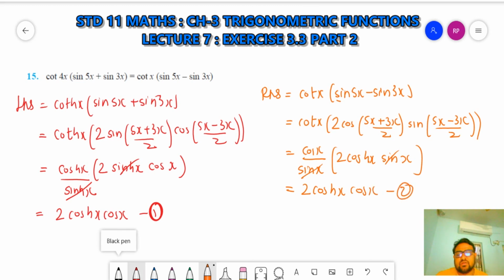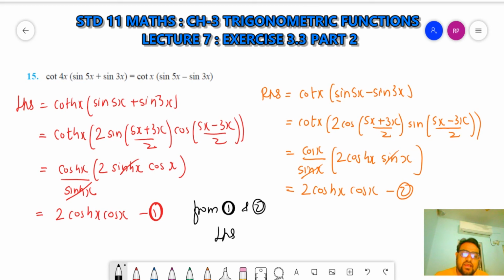This is number 2. So from 1 and 2, LHS is equal to RHS. Clear? First we solve LHS and then RHS, and in both the terms at the end we reach 2 cos 4x cos x. Clear? So note down question number 15.